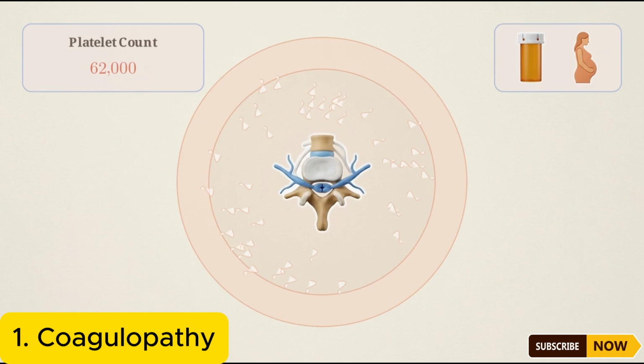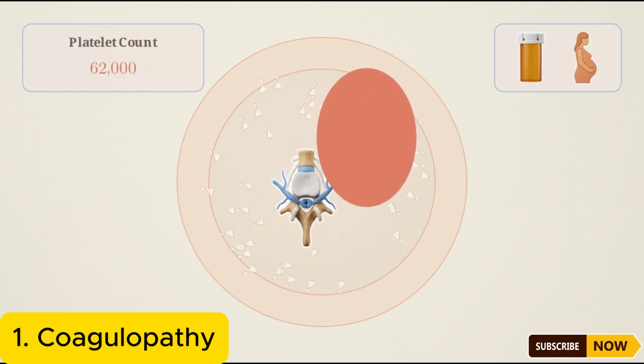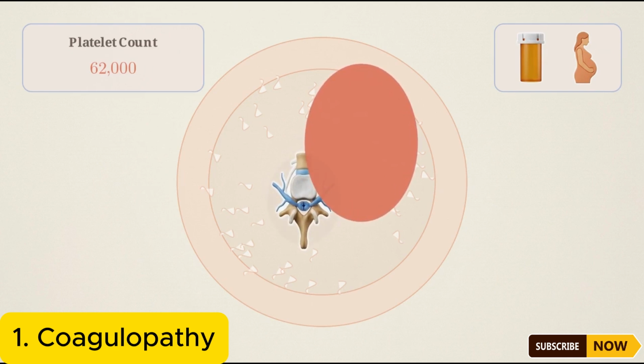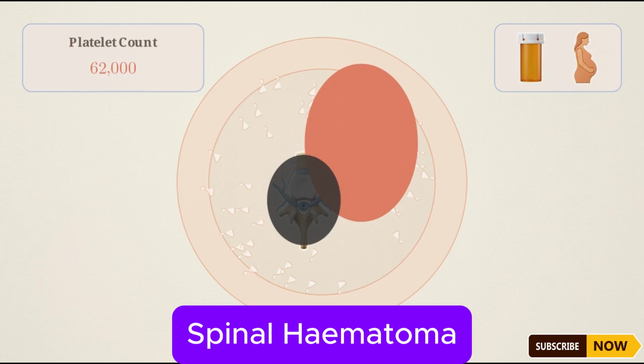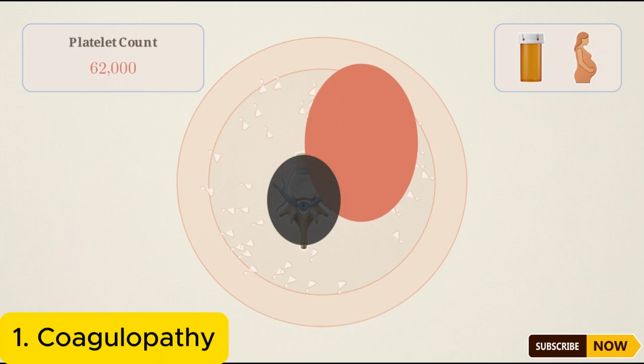When blood fails to clot, it pools and continuously expands within the tightly confined, rigid structure of the epidural space. This resulting pathology is known as a spinal hematoma. The expanding hematoma exerts immediate, unrelenting ischemic pressure directly on the spinal cord, causing permanent neurological damage.